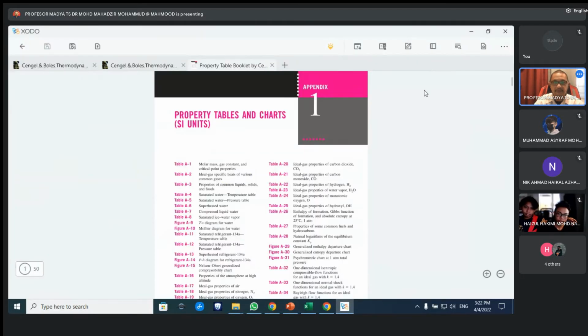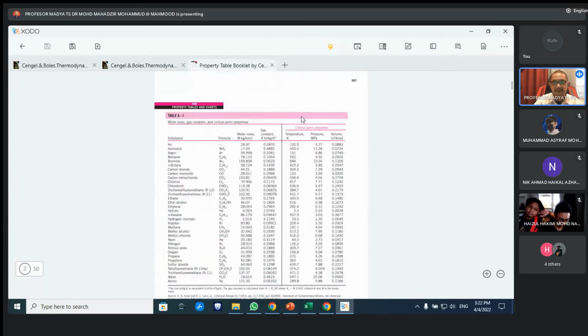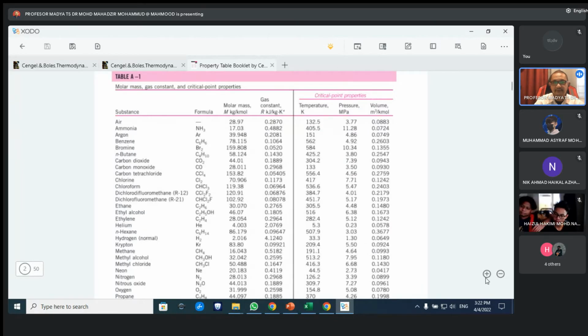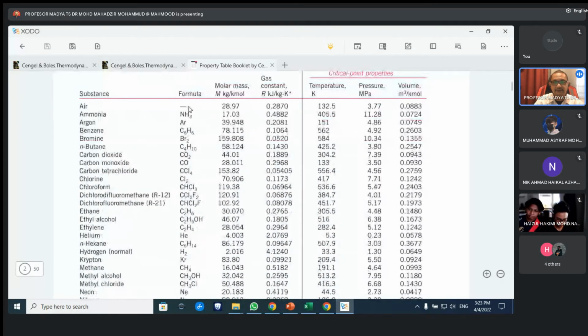Okay, this is the properties table booklet by Chengal. This is the properties unit. Then it shows all the general information tables. This is the table for properties mass. From here you know the substance: air, ammonia, argon. And it also shows the formula of air, of ammonia, molar mass, gas constant, etc.